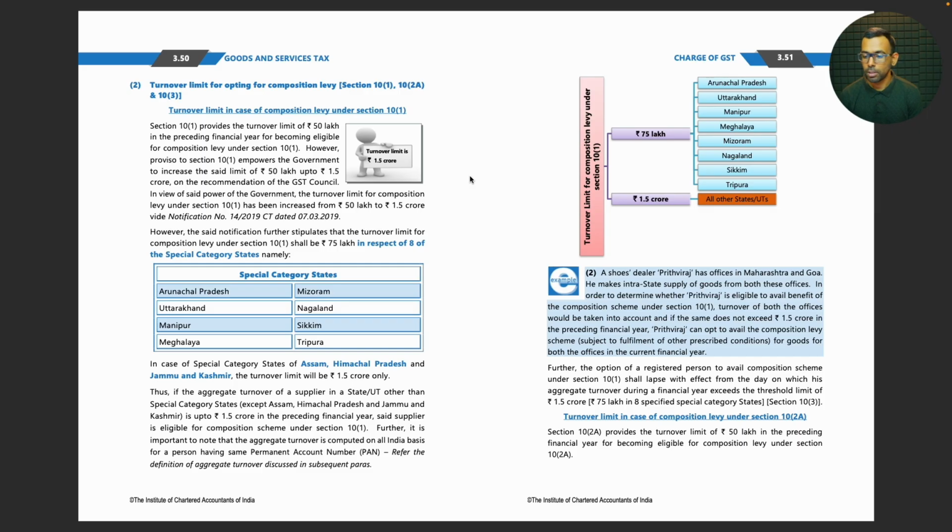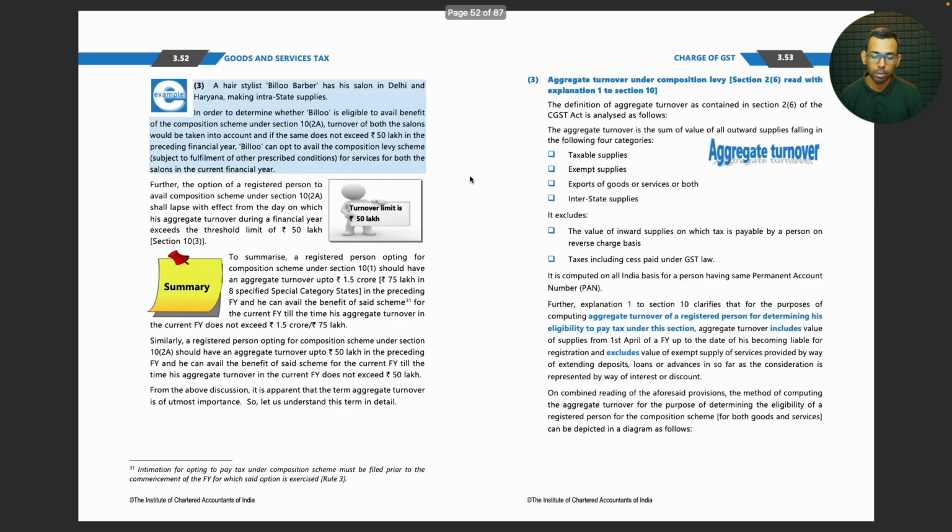Or during the financial year exceeds the threshold of turnover limit in case of composition levy under section 10 subsection 2a. Section 10 subsection 2a provides the turnover limit of 50 lakhs in the preceding financial year for becoming eligible for composition levy under section 10 subsection 2a.